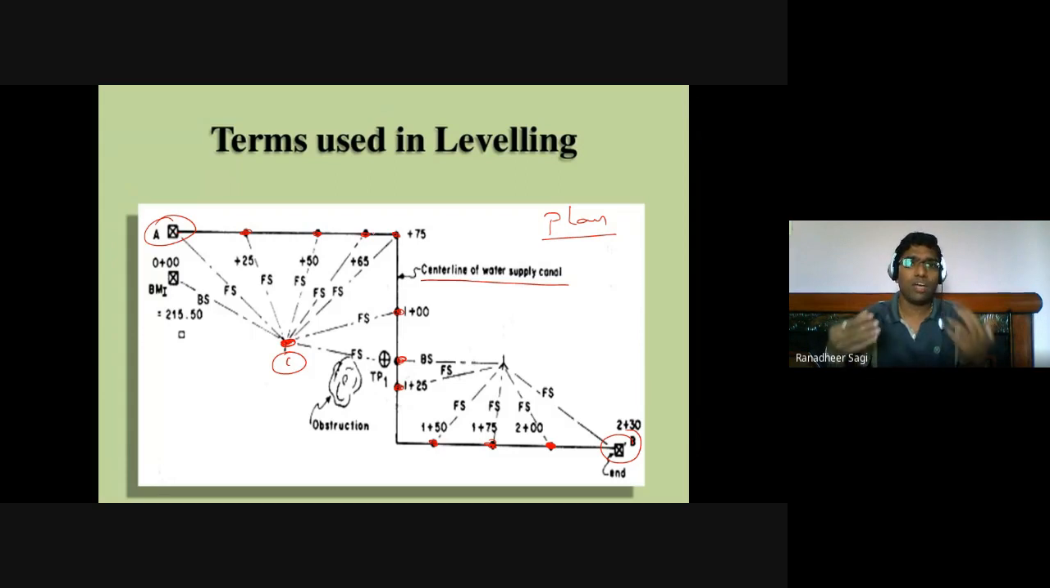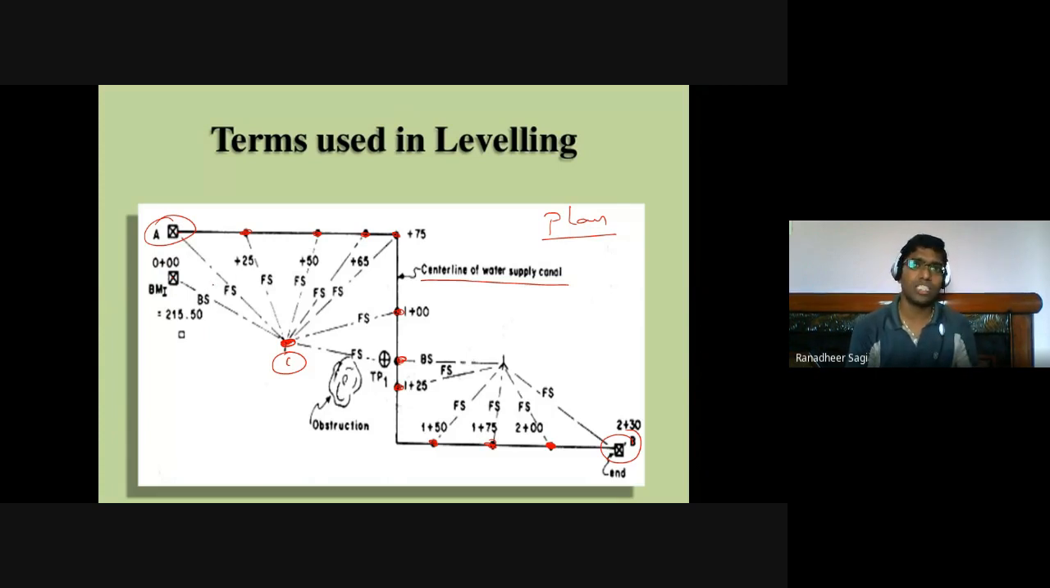I repeat, whenever your work is getting started in that location for the first time, or on that particular day, the reading you take for the first time on the day is on what is called a benchmark point. I repeat, the first reading you take, which we call backside, because the first reading we take is called backside. For that backside reading, I am going to place my leveling staff on a point called the benchmark point.